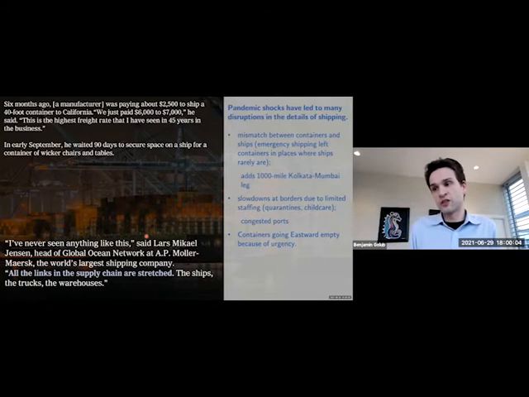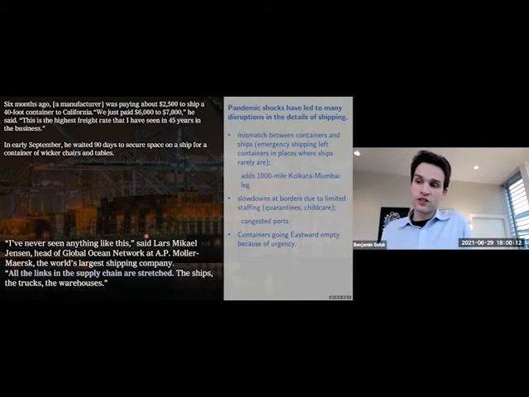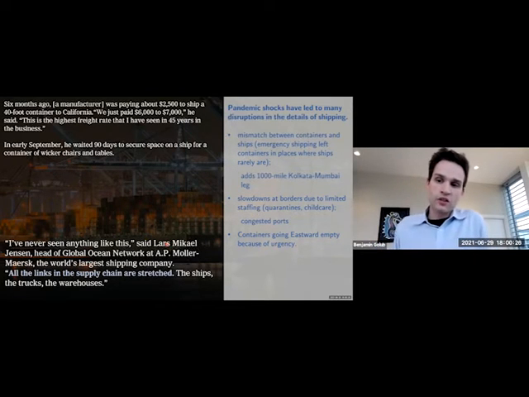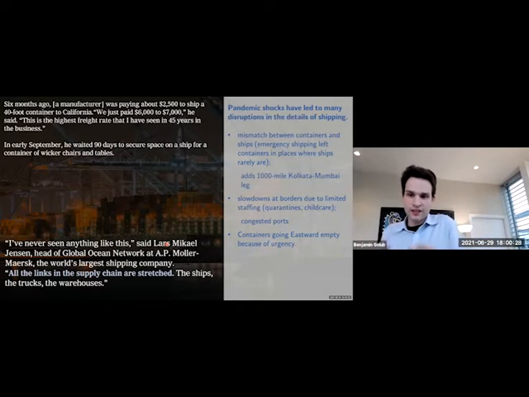Then the ports themselves are congested because the workers are quarantined, there's limited staffing, and workers don't come to work because they have to take care of their kids. And finally, logistics management seems less efficient. So you have ships taking empty containers back to China because they're so in demand there, rather than doing the usual thing where they wait to take US stuff back to China. And so you're just getting less out of the whole shipping network. So it's plausible that it's affecting the whole system.